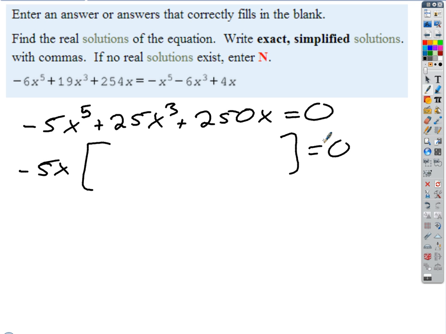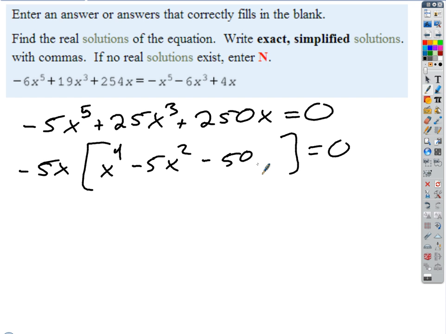If I undistribute a negative 5x, what are we going to get? Dylan, what am I going to get if I undistribute a negative 5x? Factored that out of this. Negative 5x times what is negative 5x to the 5th? X to the 4th. Okay, what's the next one going to be? Negative 5x times what is positive 25? X squared. Good. And then finally, negative 5x times what is positive 250? X? Negative 50. Good. Okay?